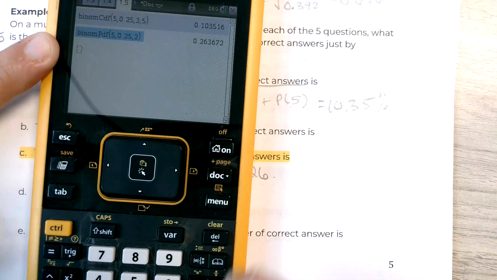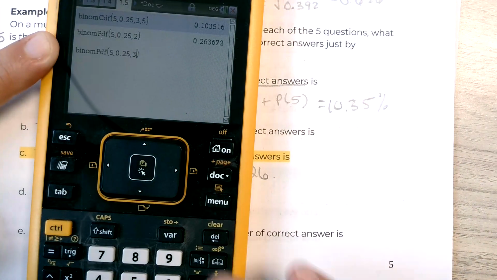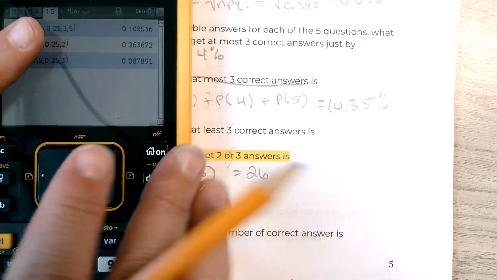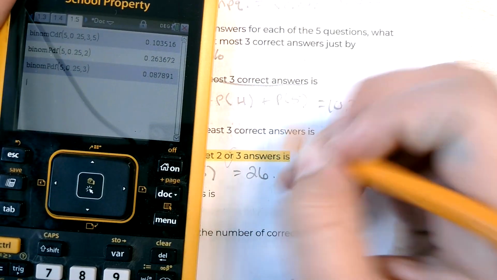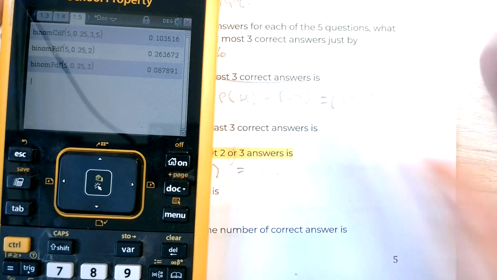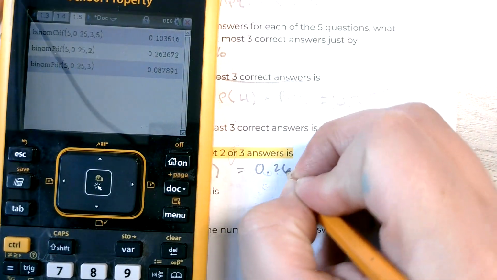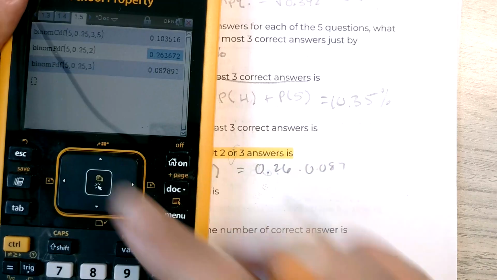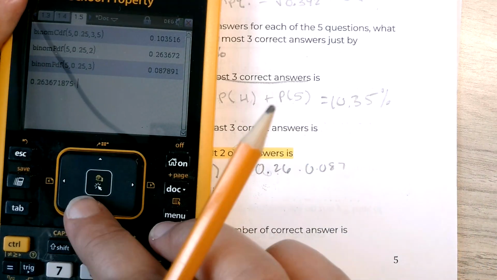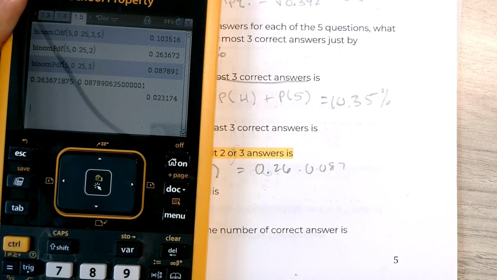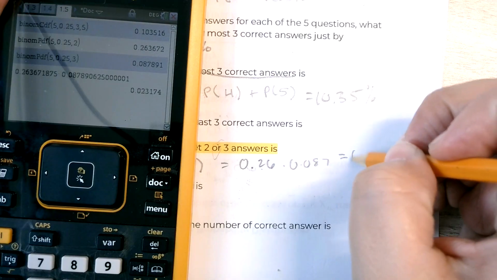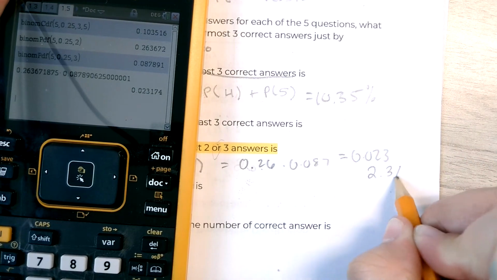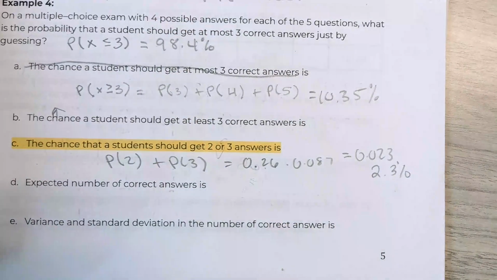And then if we do the same thing and we change it to a 3, we should get 0.087. Let me change this so that I can multiply these decimals. So we have 0.26 times 0.087. And I'm going to go ahead and multiply those together. It gives us a probability of 0.023, which is about a 2.3% chance that it happens.